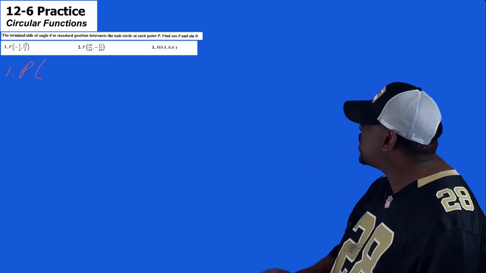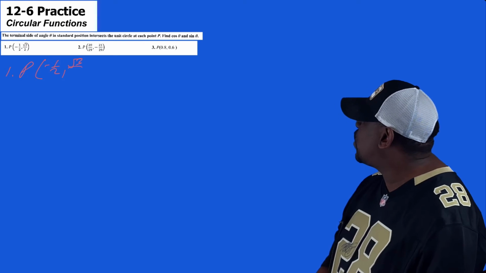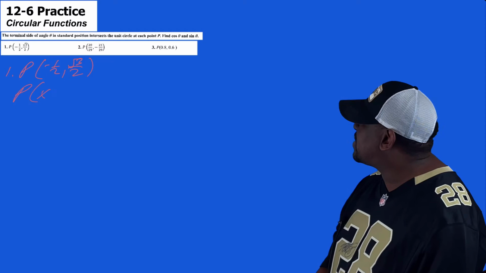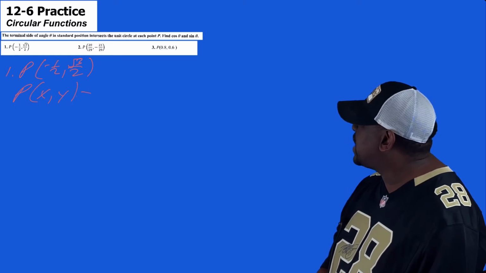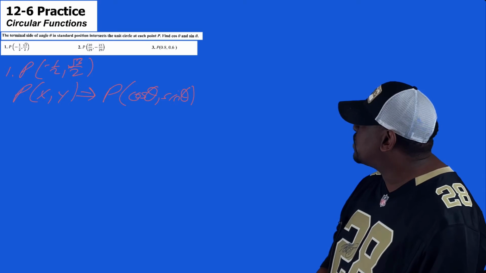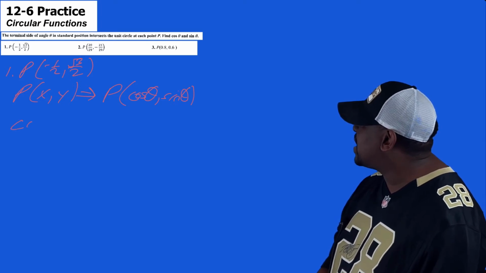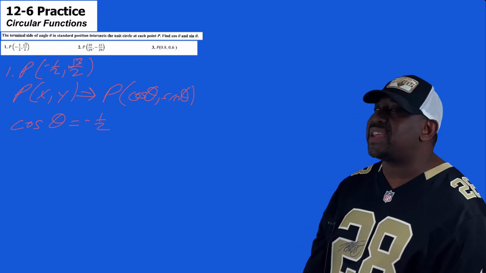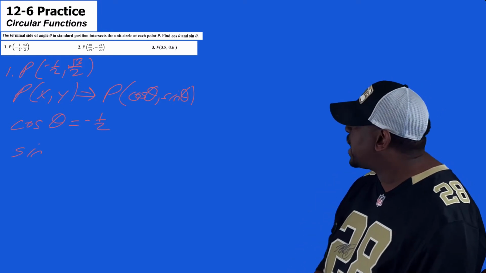So in this problem, we're looking at the terminal side of angle A in standard position intersects. We're going to find cosine theta and sine theta. So we're going to do number one. We first start by saying the point xy is equal to the point cosine theta, sine theta. So cosine theta corresponds to x, sine theta corresponds to y.